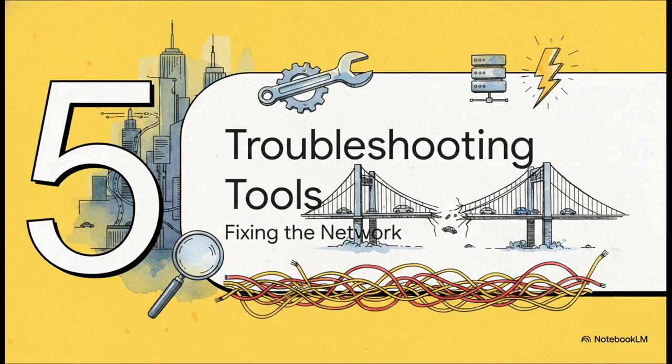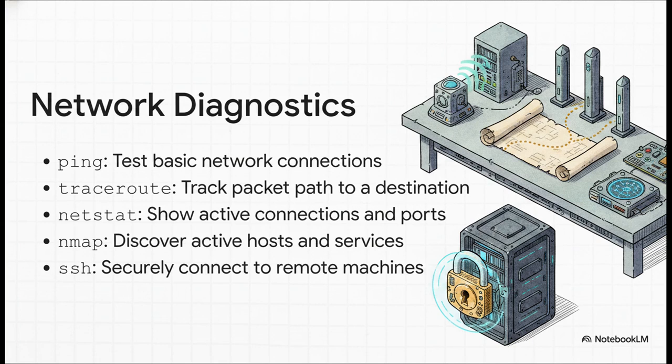And finally, Part 5, the troubleshooting toolkit. When things break, and trust me, they will break, every DevOps engineer relies on a core utility belt to diagnose the network. As your very first line of defense, you've got ping. It just bounces a quick signal off a server to test basic connectivity. If ping fails, you bring in traceroute to actually track the exact path your data is taking, hop by hop, to see exactly which router is dropping the ball.